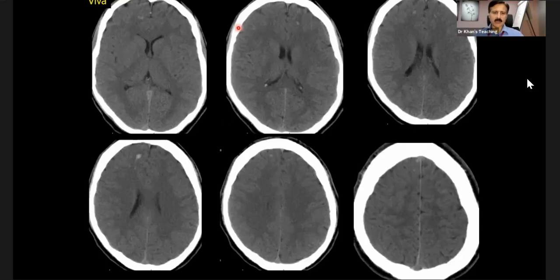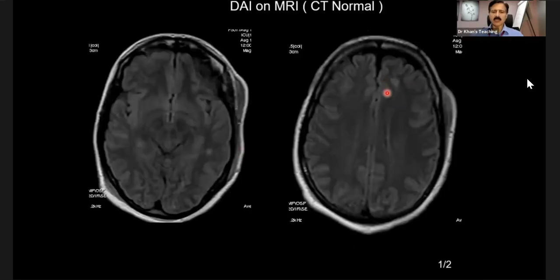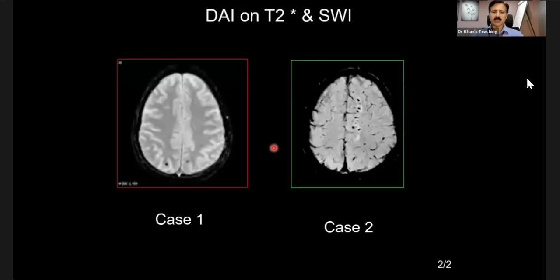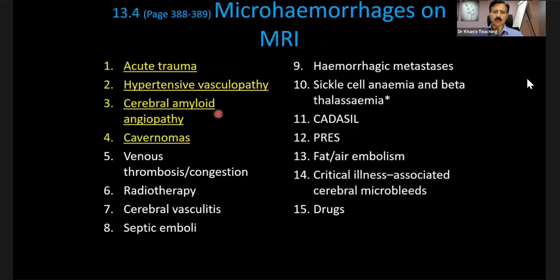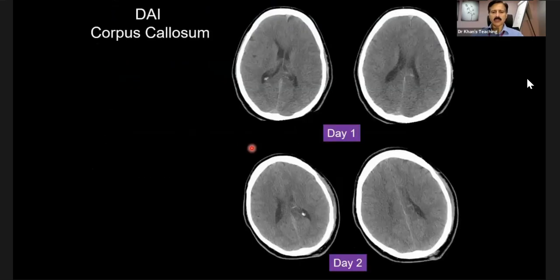So this is the gray-white matter junction. The gray-white was normal, but on a FLAIR sequence, you can see some high signal. But the key sequence, as I told you, is a T2 star or an SWI sequence, which will show these microhemorrhages. So microhemorrhages on MR, from your book. This is a diffuse axonal injury involving the corpus callosum. If you see here, corpus callosum.